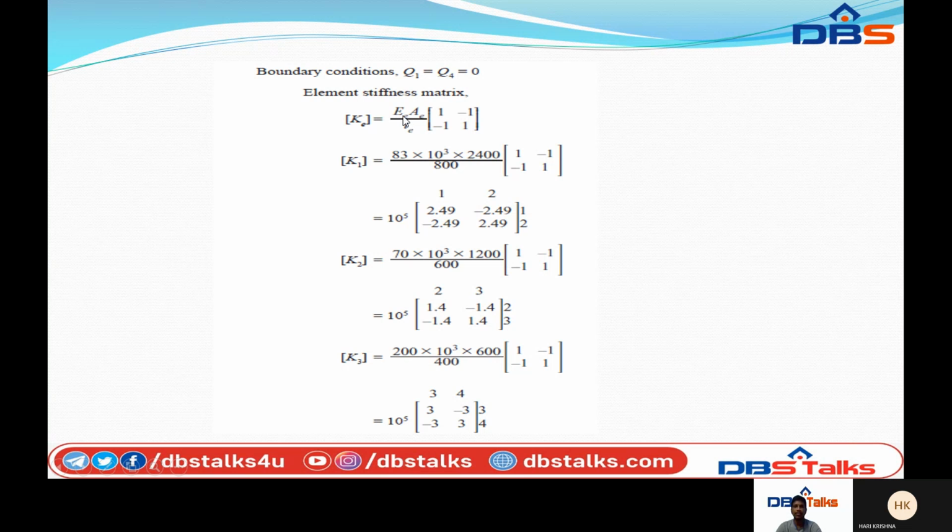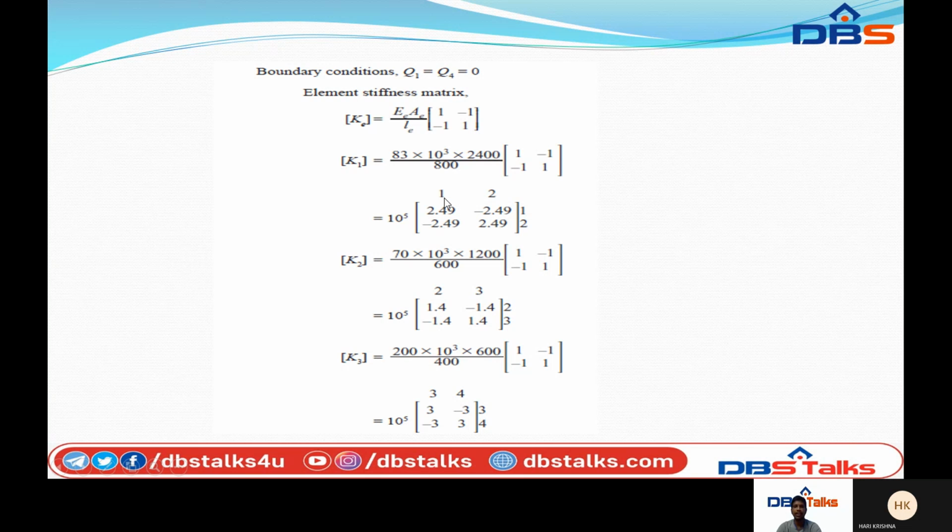For the first element, the Young's modulus equal to 83 gigapascal. I'm converting into pascals. K1 for element 1, Young's modulus will be 83 into 10 cube, area will be 2400 mm square, length will be 800, times [1, -1; -1, 1]. Taking 10 power 5 as common, the values will be 2.49, -2.49, -2.49, 2.49.